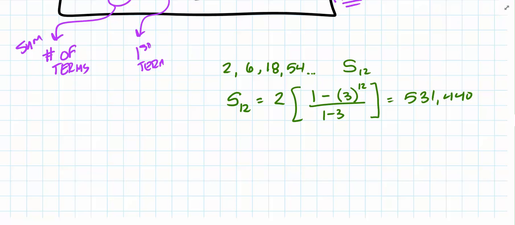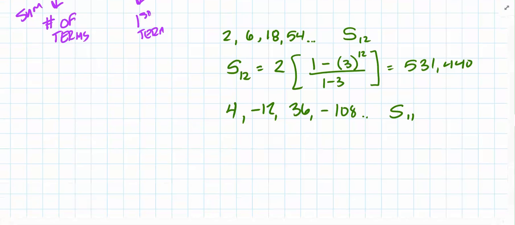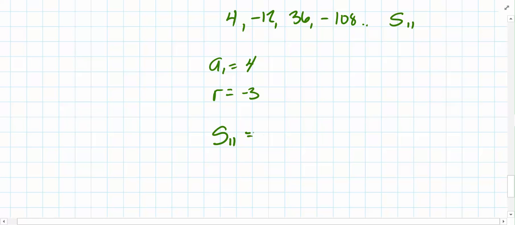Try this one when you're done: 4, -12, 36, -108, and we'll do the sum of the first 11 terms. The sum of the first 11 terms is going to be the first term, which is 4, multiplied by 1 minus the ratio, which is -3, to the 11th, all over 1 minus -3.